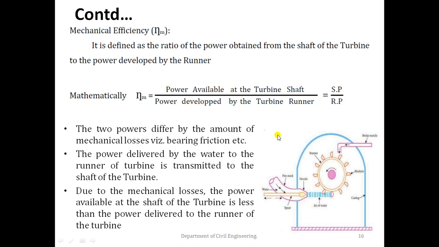Now here in the figure you can see that the runner of the turbine is connected to the shaft of the turbine through some bearings, and if there is some friction in the bearings, so the entire power of the runner is not transferred to the shaft of the turbine. There will be certain loss. As I have mentioned here, the two powers differ by the amount of mechanical loss, that is bearing friction. So due to mechanical loss, the power available at the shaft of the turbine is less than the power delivered to the runner of the turbine.